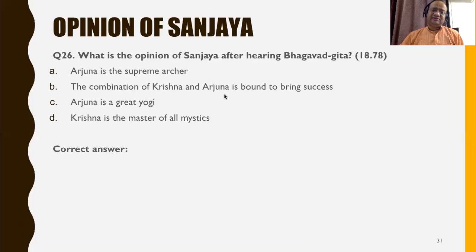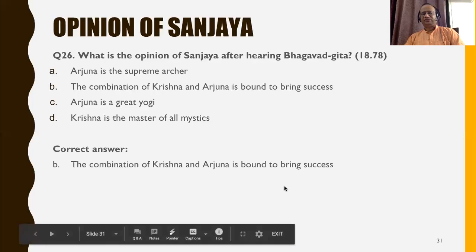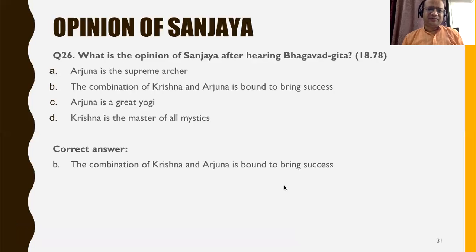And Sanjaya actually finally answers Dhritarashtra's question, Kim akurvata Sanjaya? Sanjaya is now saying that I have no doubt. My opinion is there will be victory on the Pandava side. That is going to be the result of this war. So the combination of Krishna and Arjuna is bound to bring success. So that brings up the end and conclusion of this big quiz, 25 questions.